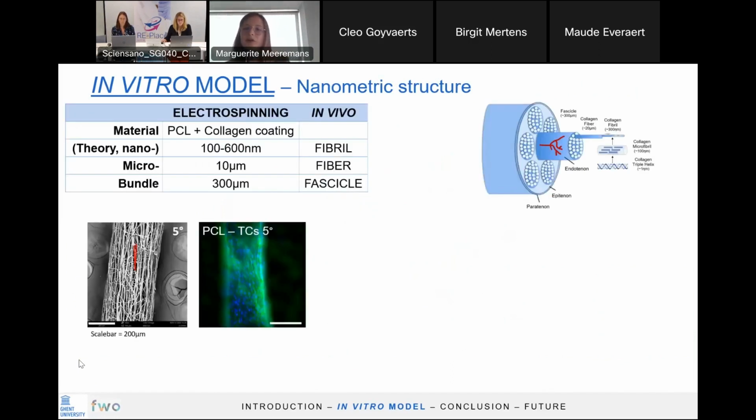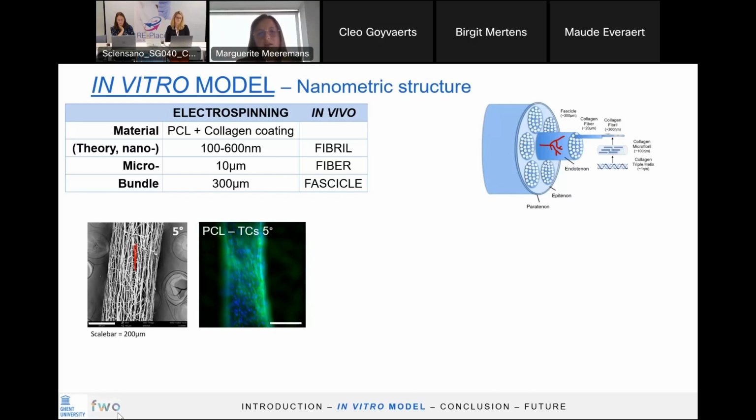As I said before, the collagen is hierarchically organized, and we try to mimic this organization using electrospinning of PCL, so it's polycaprolactone. The fibers we obtained had a microdiameter of more or less 10 micrometer, which is representative for the fibril collagen diameter. And on the picture, you can see that in green, the tendon cells elongated into the direction of the group of fibers, and they followed the angle of each fiber.